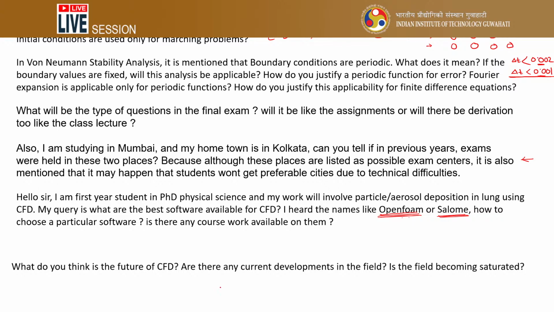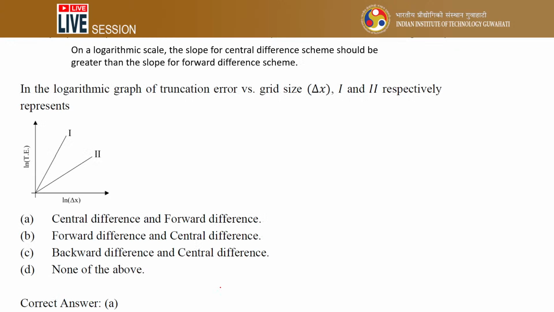Next. There is a question: can you please explain assignment 3, question number 4, graph 1? In the logarithmic graph of truncation error versus grid size, 1 and 2 respectively represent central difference and forward difference. How is option A correct?